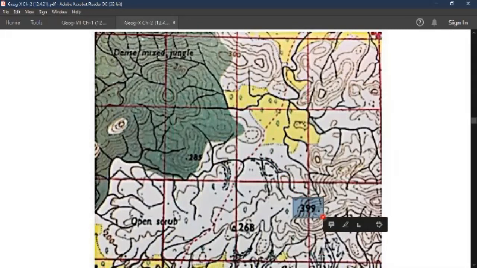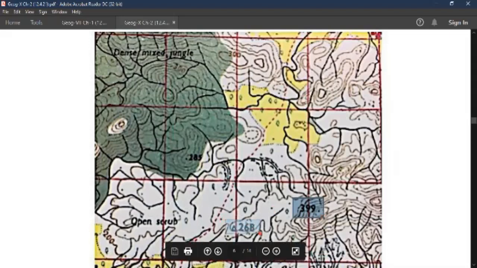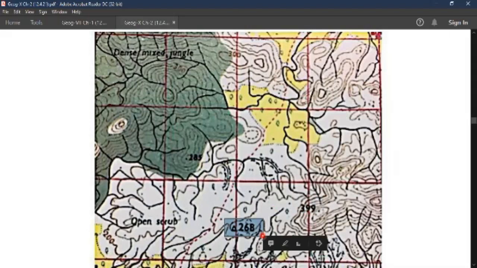The third one is the trigonometric station. Trigonometric stations are points on the Earth's surface which are used for triangulation survey. On the map, it is shown by a small triangle followed by a number.